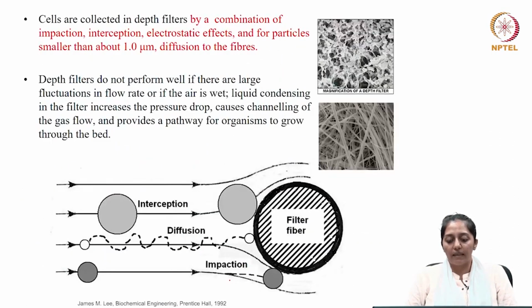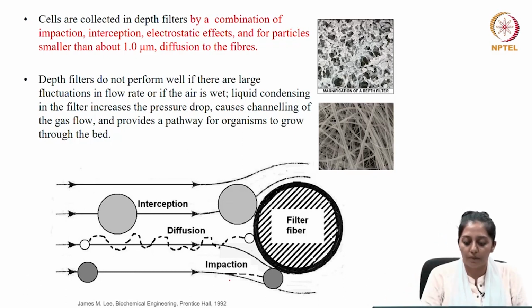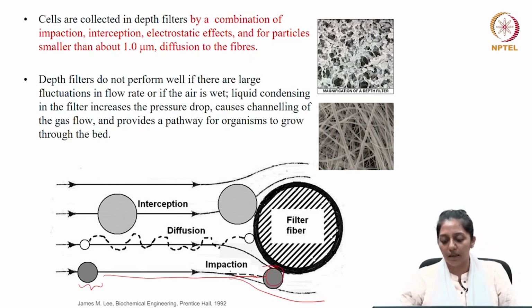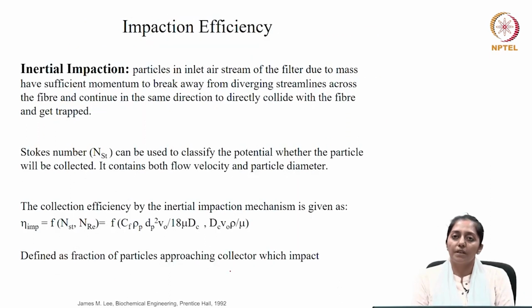If you see the schematic here, you can see the impaction process shown here. If it has enough mass, due to the momentum it gains, it can continue to move in the same direction, deviating from the streamlines, and can get stuck in the fiber. Now, Stokes number is generally used to classify the potential whether the particle will be collected by inertial impaction or not. Now, this would be dependent on the flow velocity and the particle diameter.